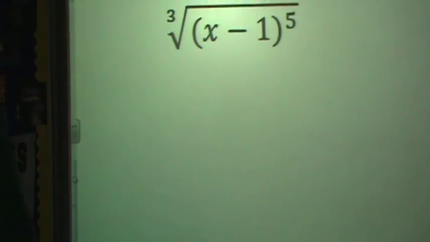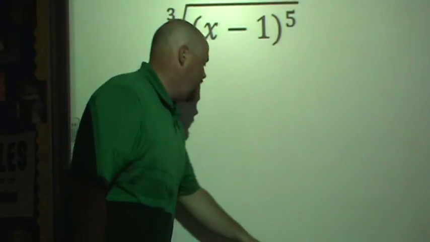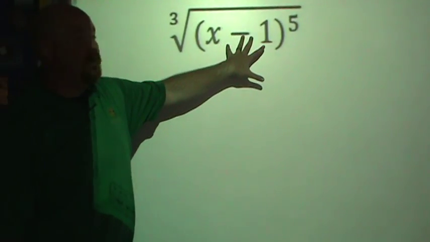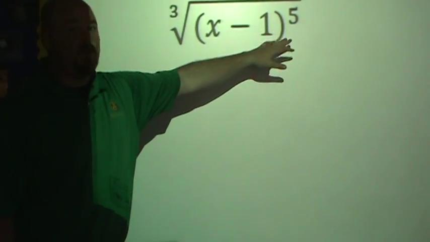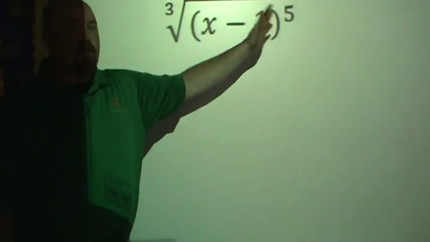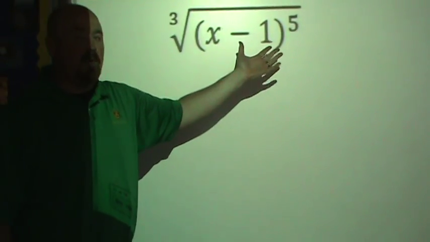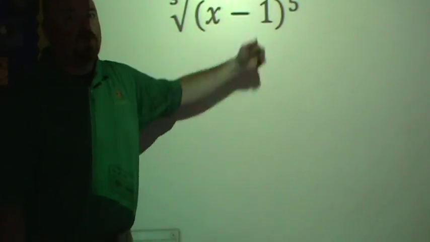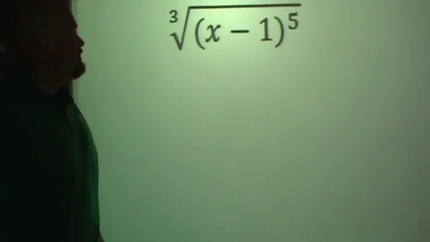All right, let's take a look at this last example of simplifying radicals. We've got a cubed root of a power, a binomial raised to an exponent. A binomial raised to an exponent, this is still a power, okay? Whether it was just x or x minus 1, we've got a base of x minus 1 raised to the fifth. We've done a few of these videos already.